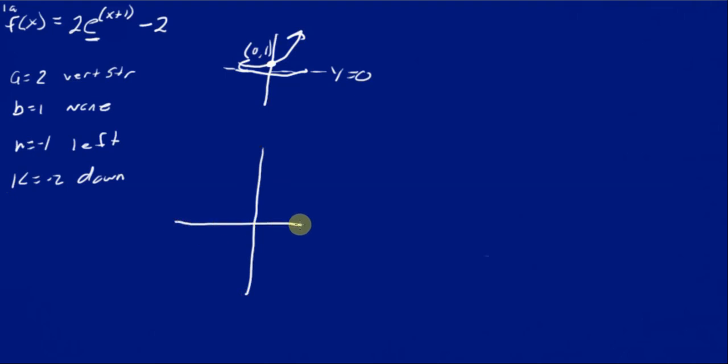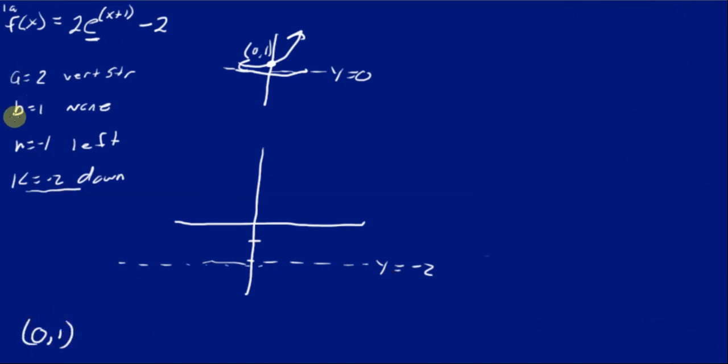First thing I'm going to graph is the asymptote, because there's only one thing that affects the horizontal asymptote, and that's right here. It's going to go down 2 units. Nothing else can affect it, so y is equal to -2. Now the only other thing I have to do is figure out where that point 0, 1 has moved to.